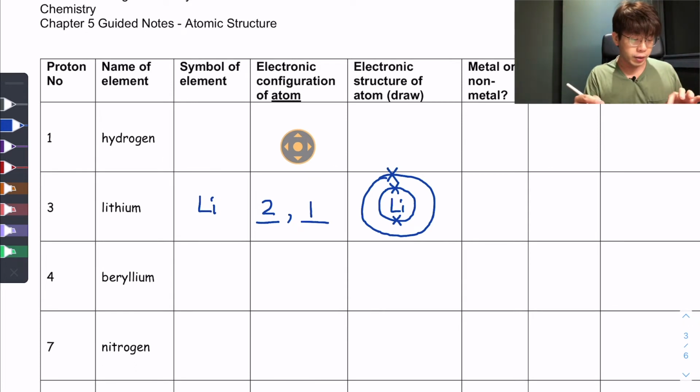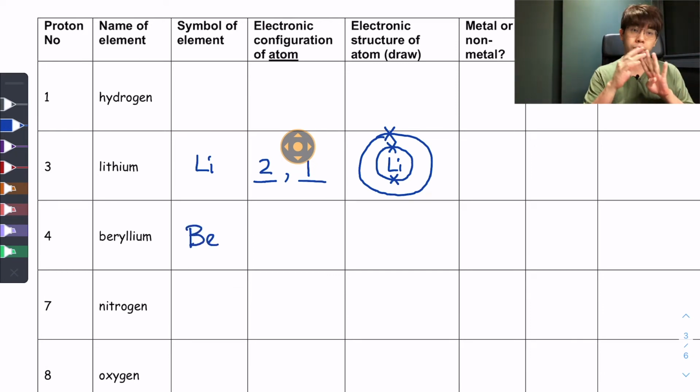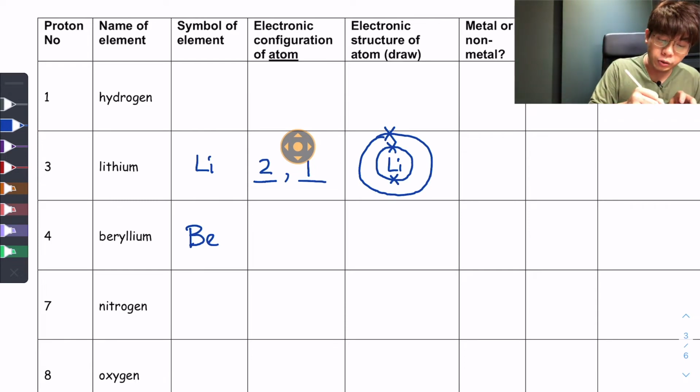Okay, now let's look at beryllium. Beryllium has a symbol of Be, and because it has a proton number of 4, beryllium also has 4 electrons. So the first shell, how many can it hold? The first shell can only hold 2 electrons. So first shell, 2 electrons.